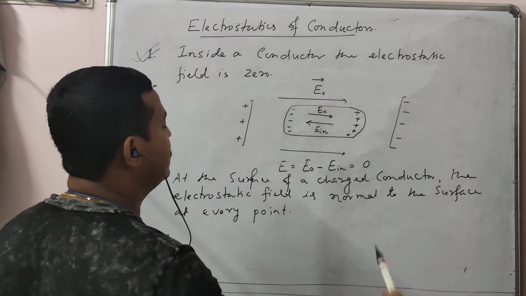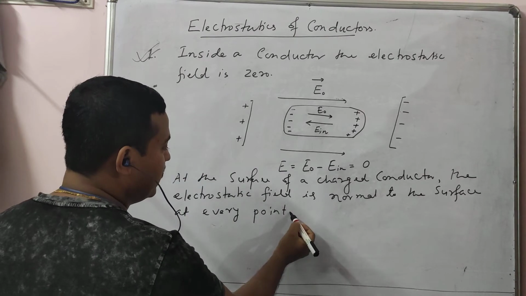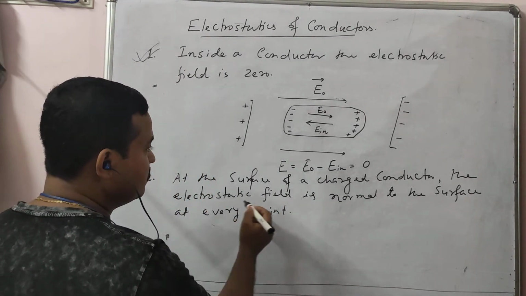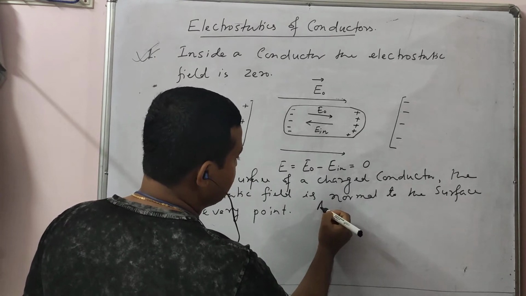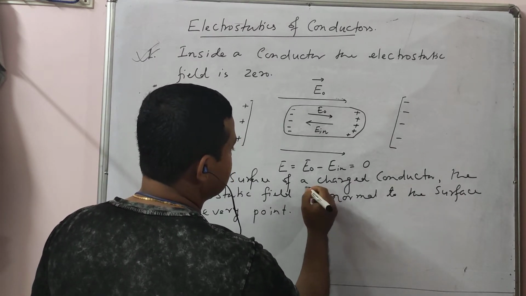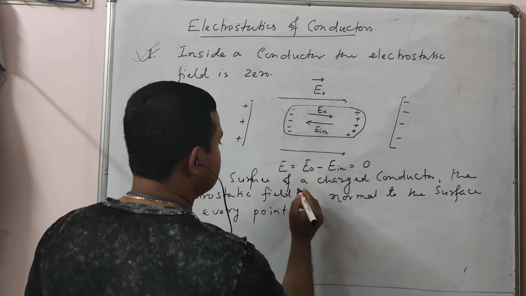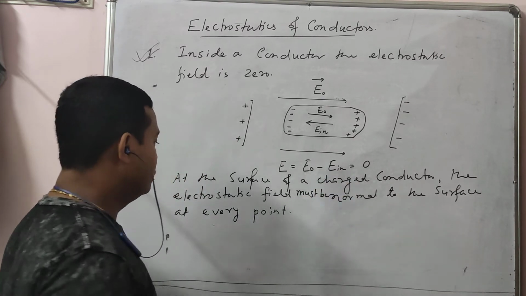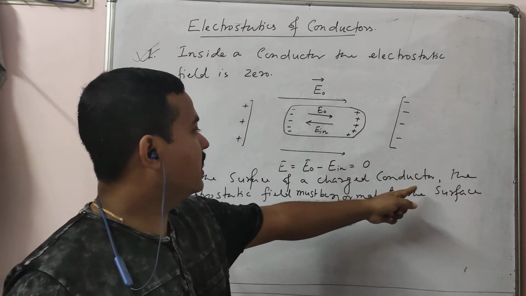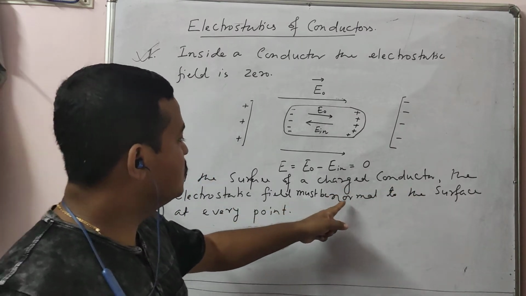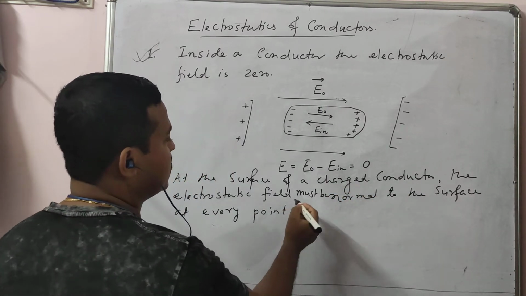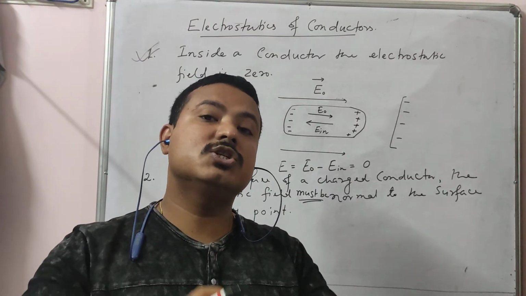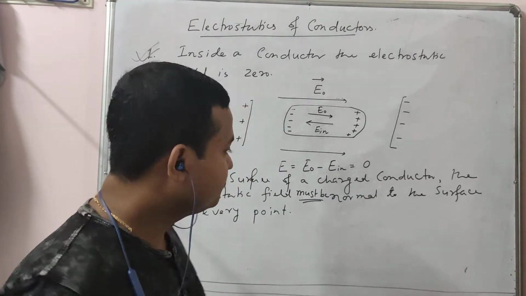Now let me explain why the electric field must be normal to the surface. At the surface of a charged conductor, the electrostatic field must be normal to the surface of the charged conductor. Now let me show you why.